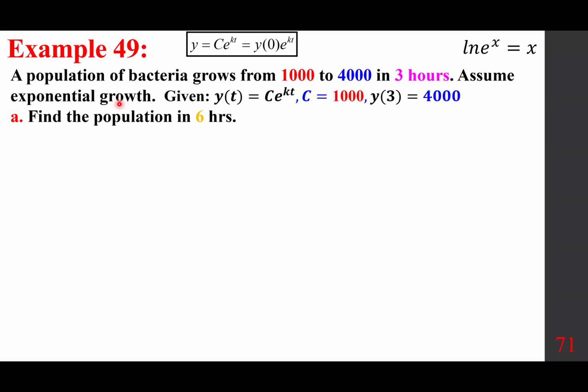Given y of t, we're going to use that formula, exponential growth, c e to the power of kt. C or y of 0 or y sub 0, the initial value is 1,000. 3 hours later, that means y at 3 is equal to 4,000. Having that, this formula, everything is known except k. So we are going to find k and therefore y of t, and then we plug in 6. That is the process. I want to explain the process to everybody.